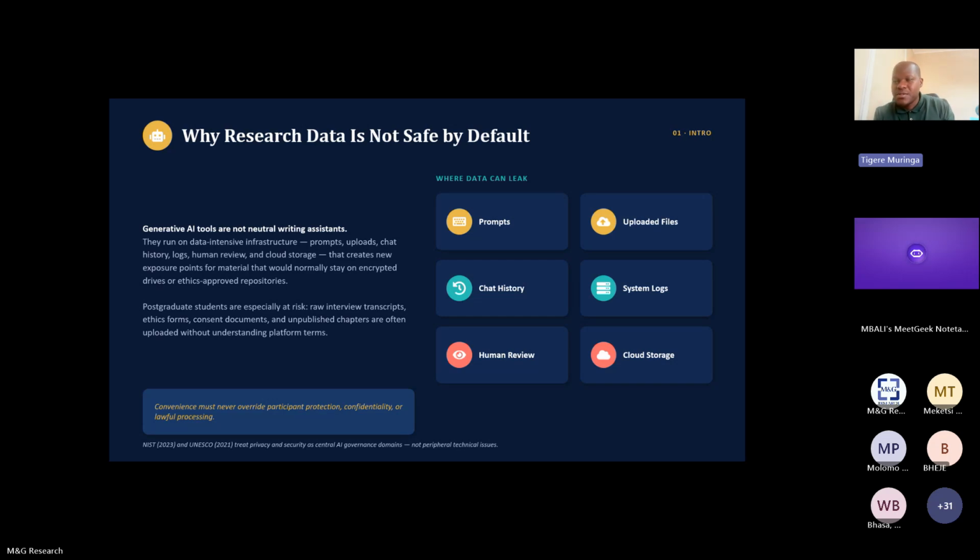So the uploaded files are a possible way of leaking personal information. The chat histories, right, provide leakages of that personal information, as do the system logs, the human reviews, the reviewer comments that you might upload on ChatGPT, or the cloud storage. Right now, Claude AI has an option to access your Google Drive. All right, and that's way too risky for you to allow. We'll talk about that. Right.